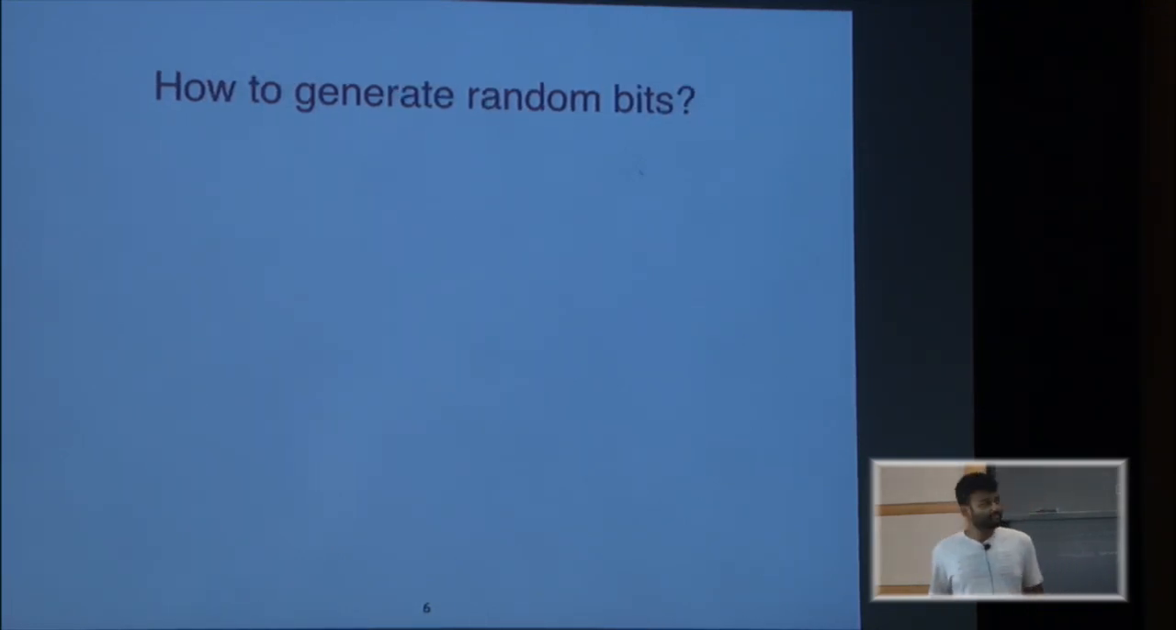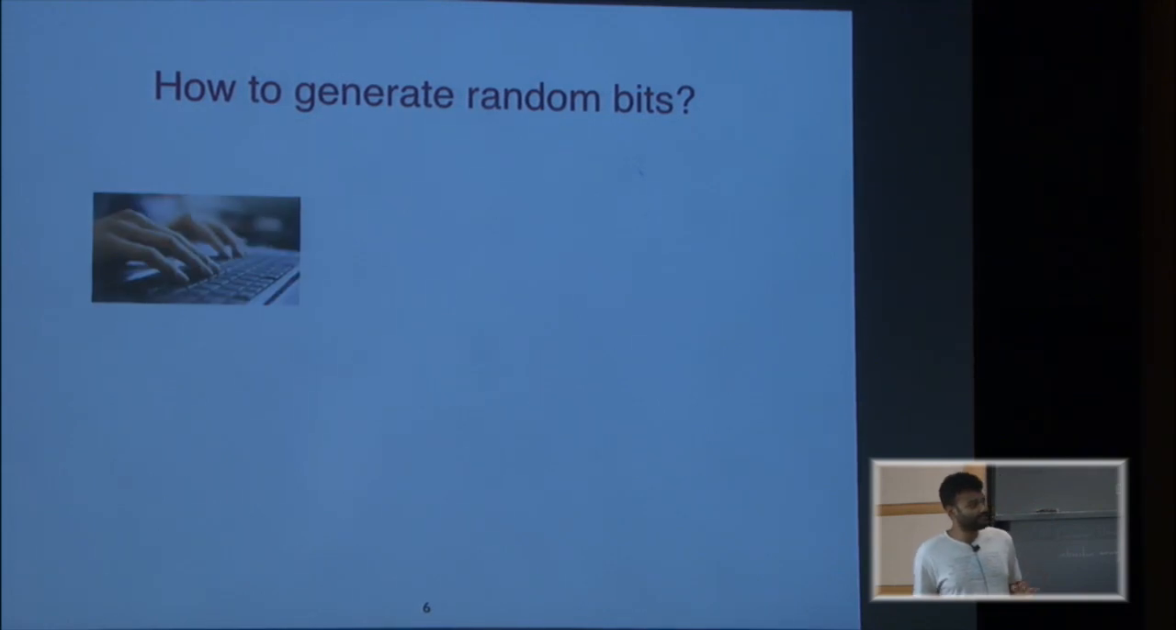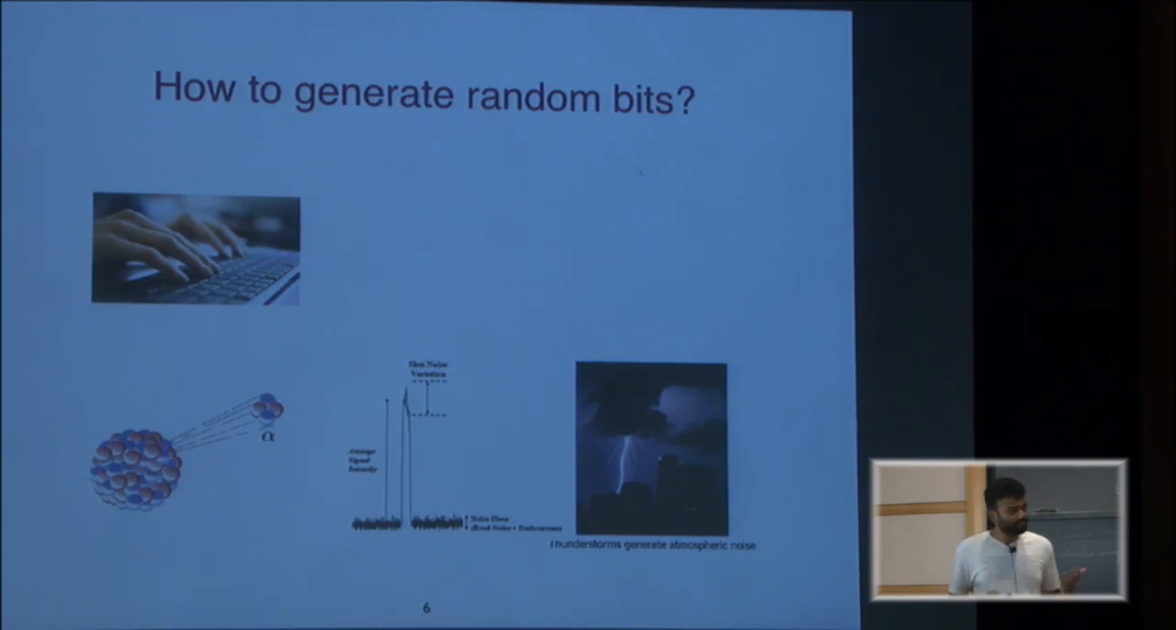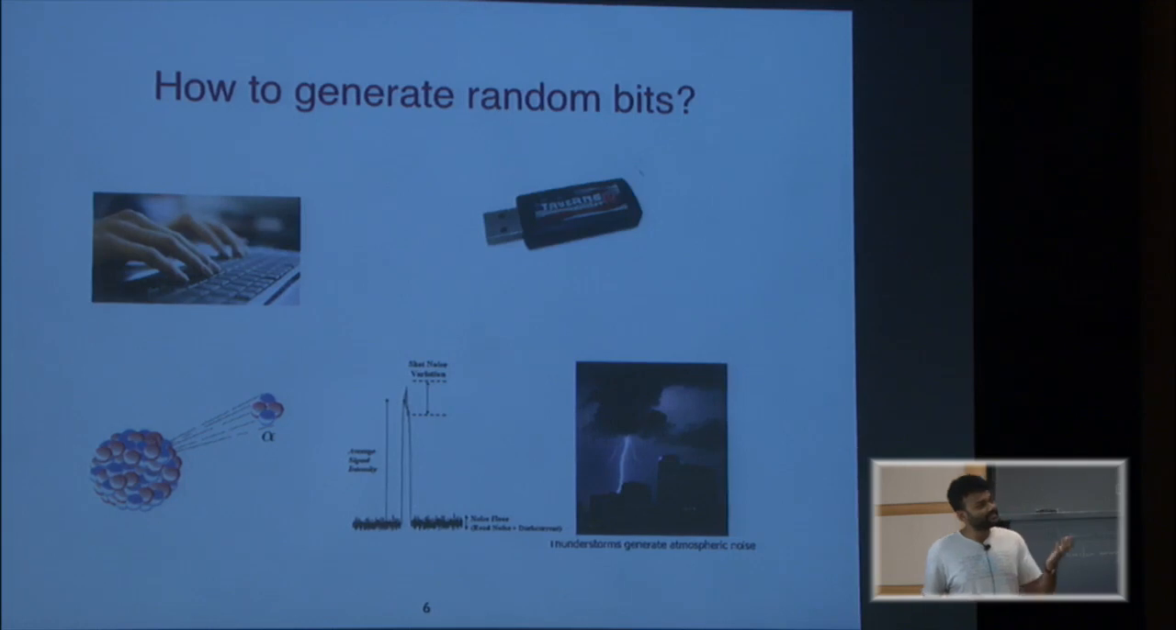So how do we get these random bits? Well, we could use really naive techniques, like maybe look at the keyboard strokes of users and see the difference in times of their keyboard strokes. Or we could use more sophisticated techniques like looking at radiation or atmospheric noise or electric noise. And there are some things called true random number generators which try to do these things.